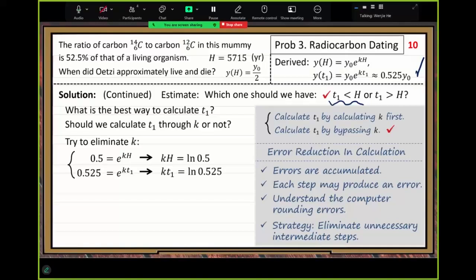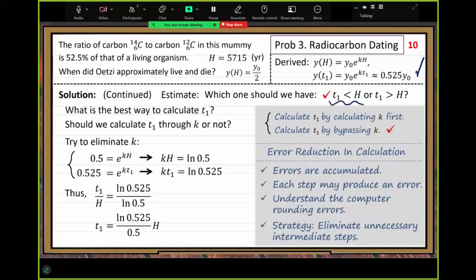Then we take the division of these two equations, so K and K cancel out easily. After the cancellation, T1 over capital H equals the ratio of these two log numbers. Then we write T1 equals this number times H.